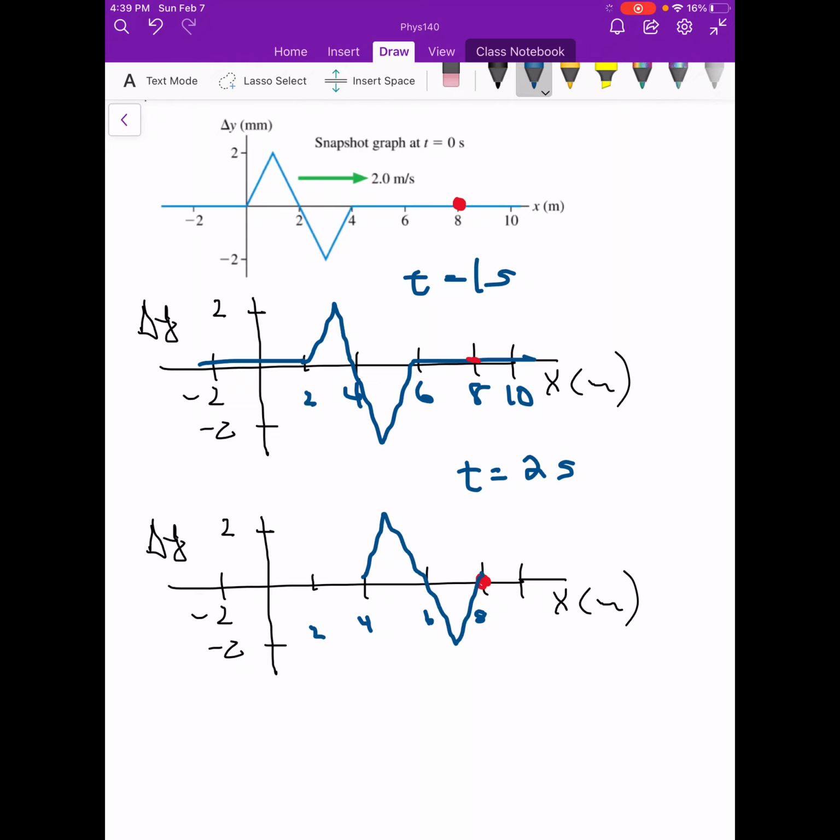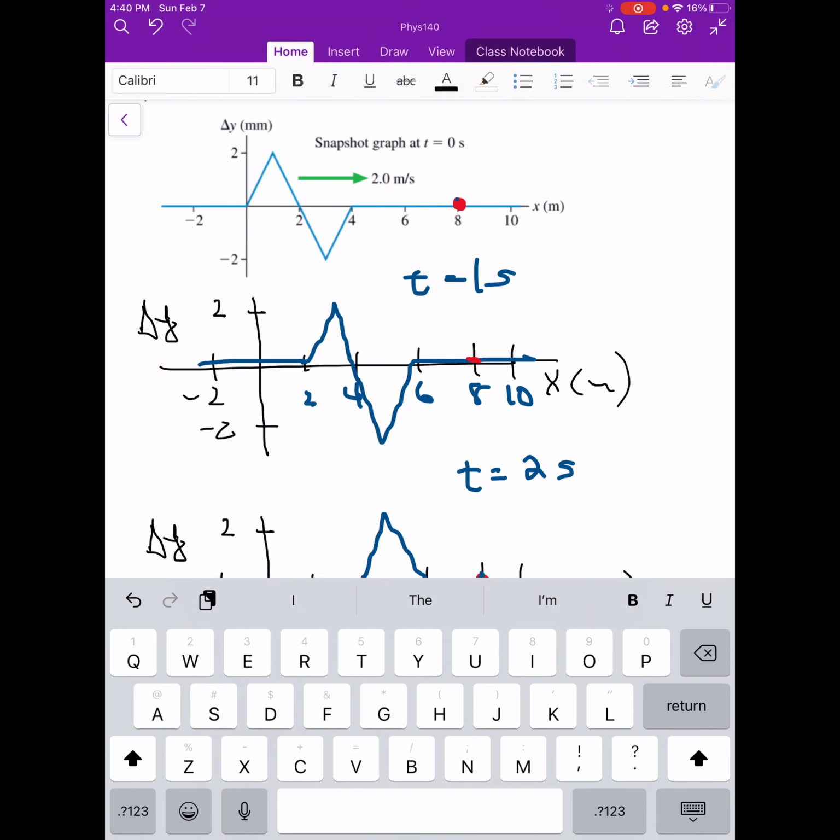Okay, so now notice at 8, right, it's still at 0. So far I've had at t equals 0, the displacement at 8 is 0. At t equals 1, the displacement at 8 is 0. At t equals 2, the displacement at 8 is 0. So what's going to happen next? Well, let's paste in some more graphs.